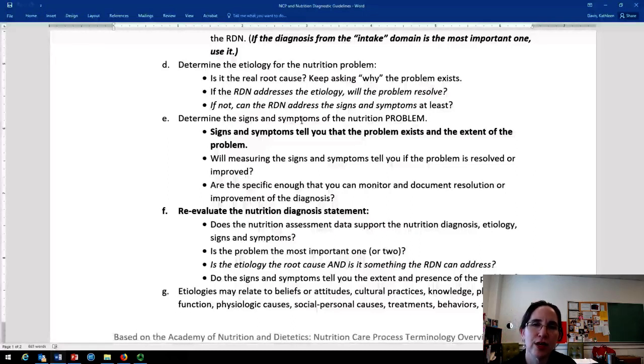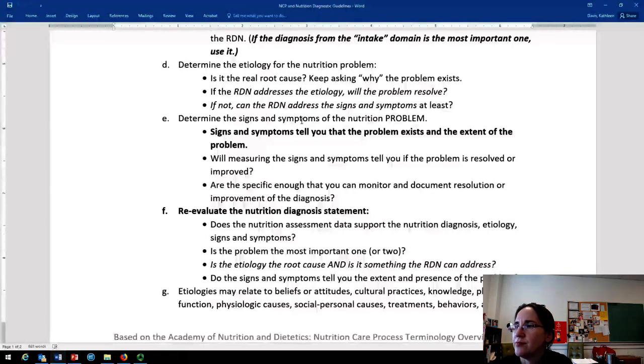Well, then you'll ask yourself several times, thinking about root cause, why does the patient have low appetite? Is there an underlying physiologic cause? Is there an environmental cause? Is there a psychological cause? And you're going to drill down before you decide that lack of appetite is the best root cause for that problem. You'll also ask yourself, can the RDN actually address the etiology? And if so, will addressing the etiology either resolve the nutrition problem altogether or improve it?